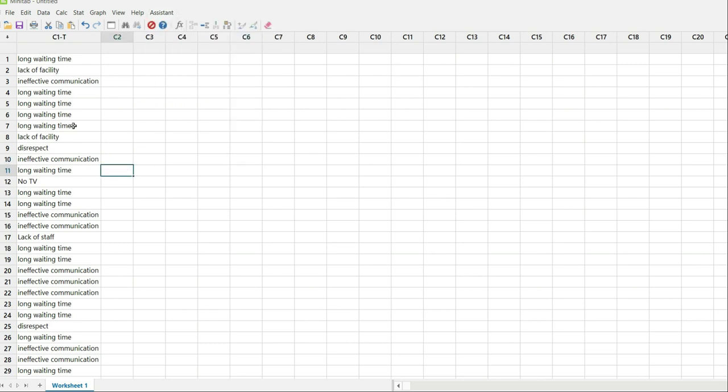Do you know what a Pareto chart is? A Pareto chart is one of the most commonly used tools in healthcare quality improvement. And what is the purpose of a Pareto chart? From this, we can know what is the most frequent problem, the more significant one, the more important one. I mean, from this, we can prioritize our problems.